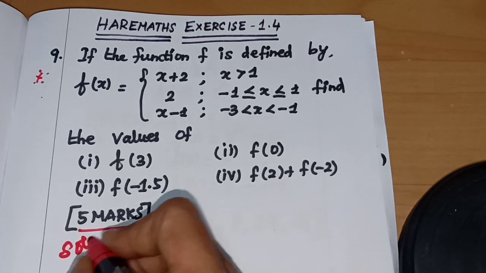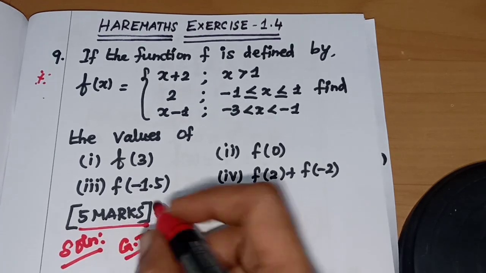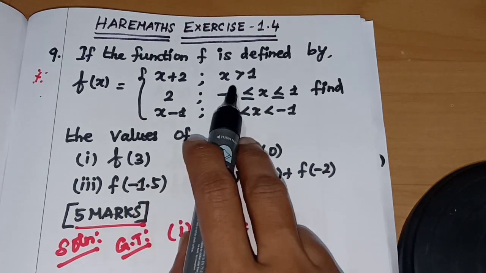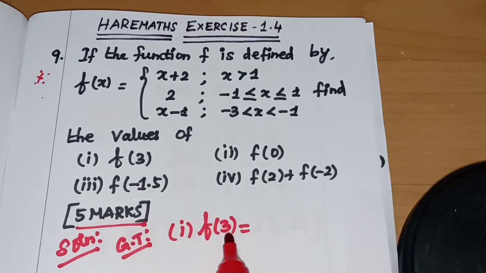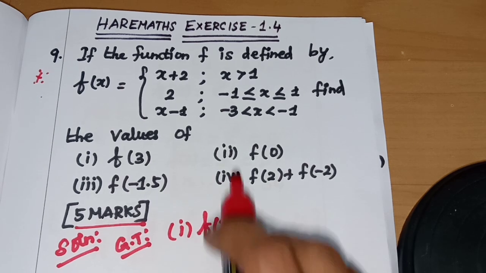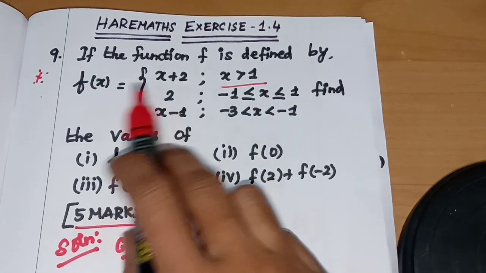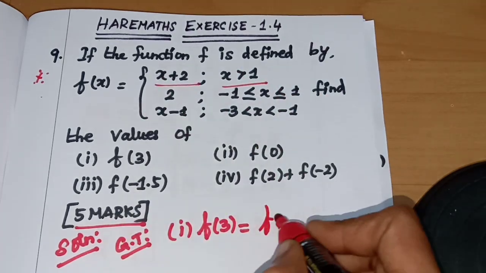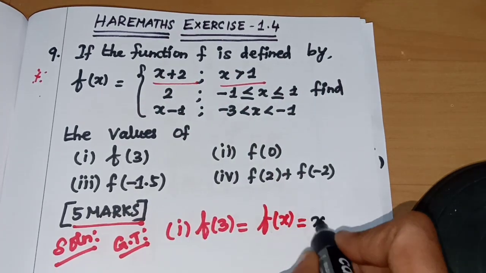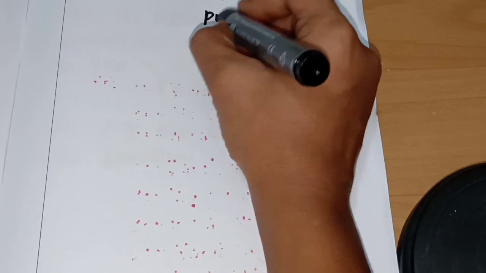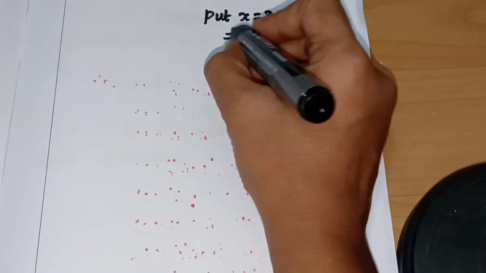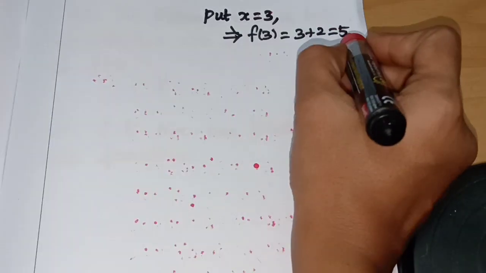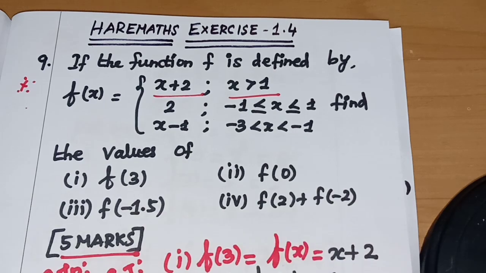Solution. Given that first subdivision f of 3. See the function x greater than 1. Greater than 1 means 1 above. So function f of x equal to x plus 2. Put x equal to 3. F of 3 equal to 3 plus 2 equal to 5. F of 3 is 5.